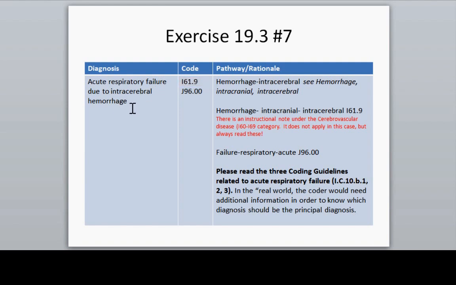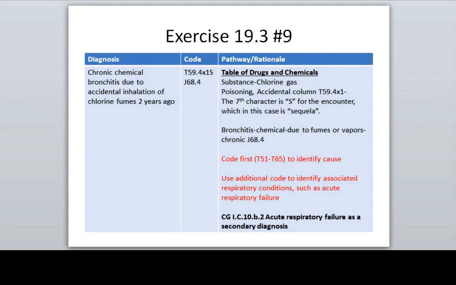This does not give us very much information to make that call. So I'm just bringing to your attention that if you were a coder in the real world, you would not be relying on this one-liner. You would have an entire medical record to review to help you know which is the correct principal diagnosis. Exercise 19.3, number 9.